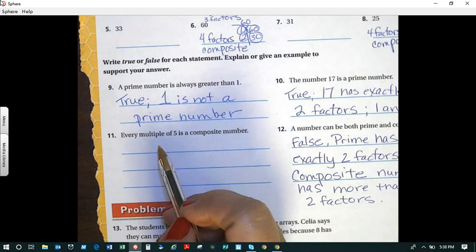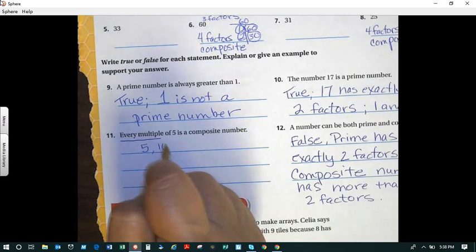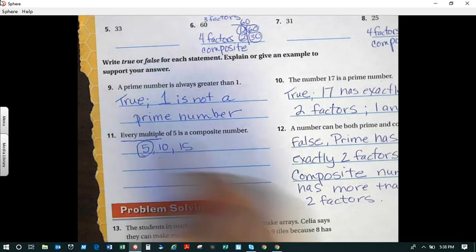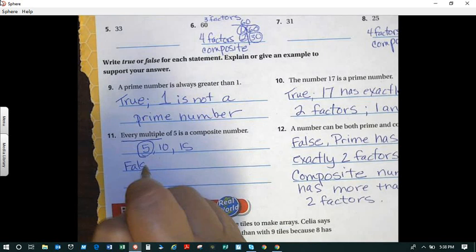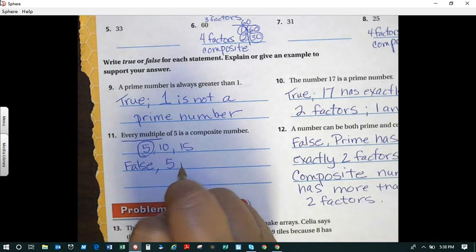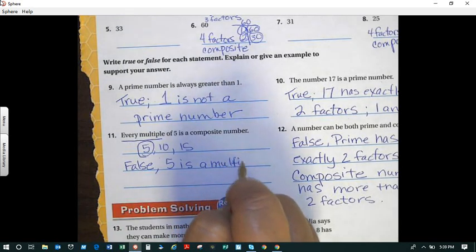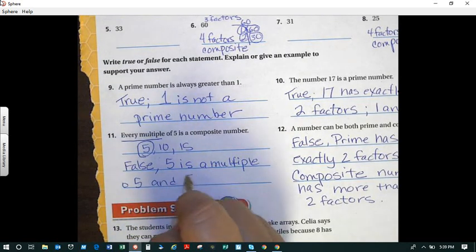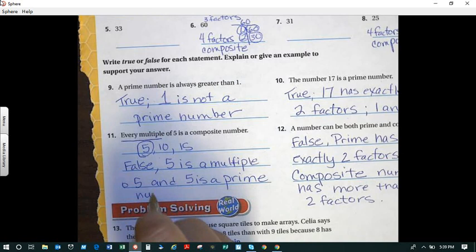Every multiple of 5 is a composite number. And remember, we start with our 5s, 10s, 15. So is every multiple of 5 a composite number? No, that's false. 5 is a multiple of 5, and 5 is a prime number. So that's not a true statement.